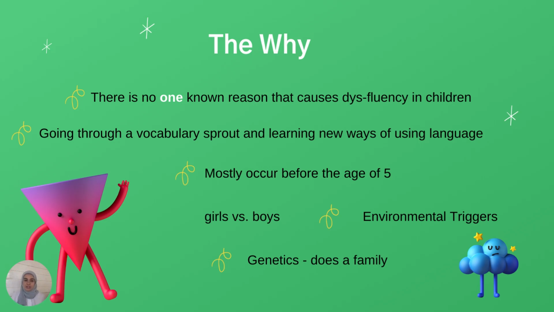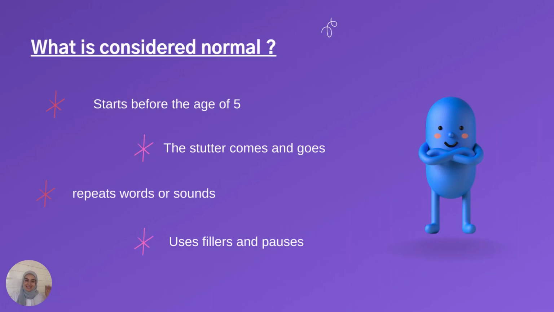Other things to think about is girls versus boys, so genetics does play a small factor here, and environmental triggers. The amount of times a child between the ages of 18 months and 5 years would get a mild stutter just because of something that's changed in an environment. Moving houses, changes in the family, starting a new school. So any environmental factor, something that happens in that child's environment, can lead to that happening.